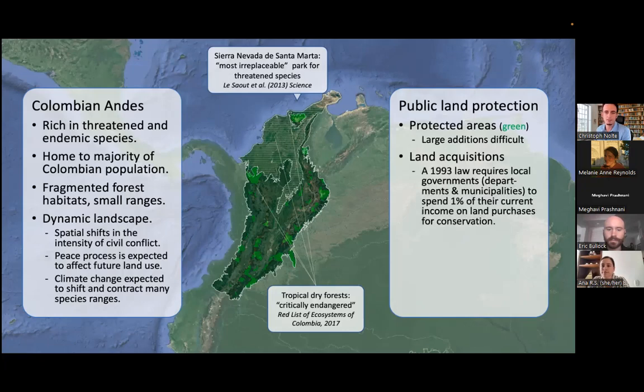Since 1993, there's a law on the books that requires local governments to spend 1% of their current income on land purchase for conservation. Originally, mostly for watershed protection, increasingly also for conservation, and that's really the longest running program in the tropics, to the best of my knowledge.